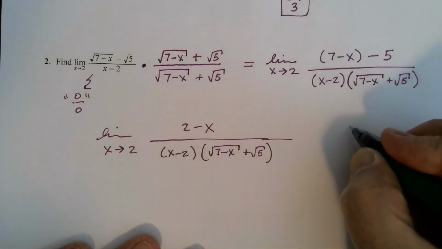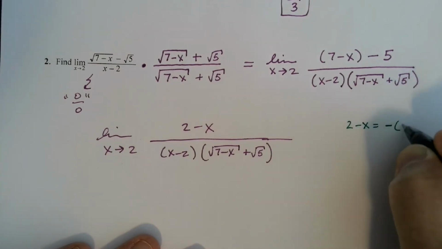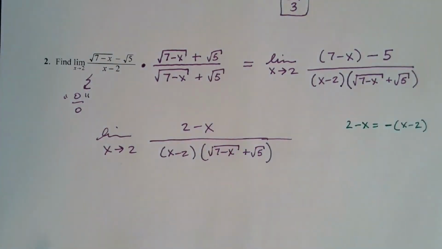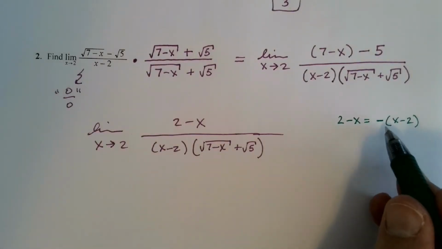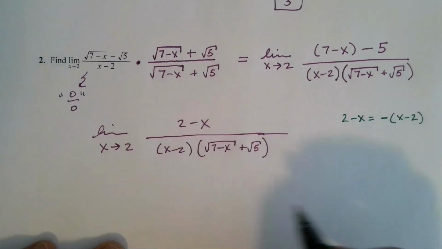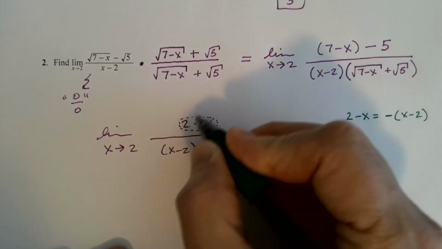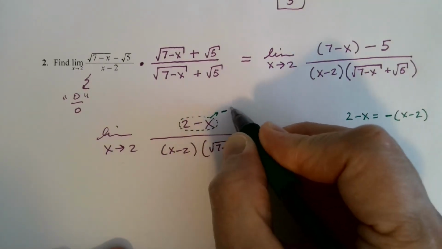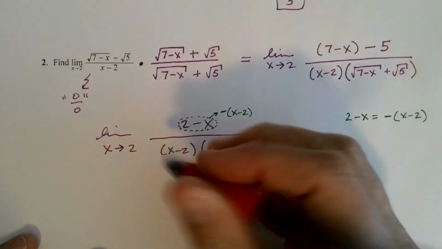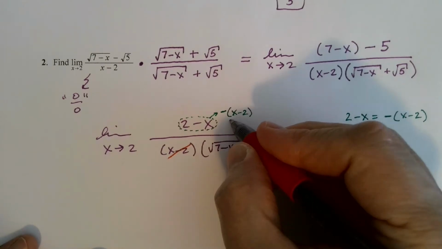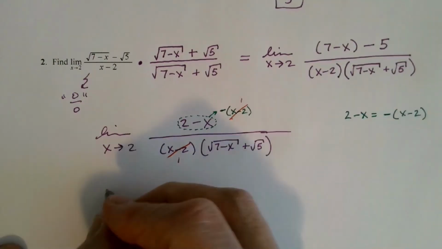In other words, 2 minus x is equal to negative x minus 2. If you distribute this negative sign, you get negative x plus 2, and negative x plus 2 is the same as 2 minus x. So keep in mind that this thing here is the same thing as negative x minus 2. And so when I do the canceling here, the x minus 2 and the x minus 2 cancel, but I have this -1. And so this becomes the limit.